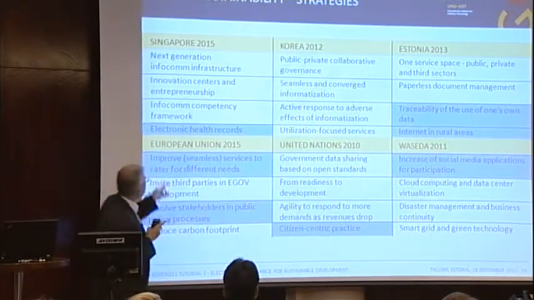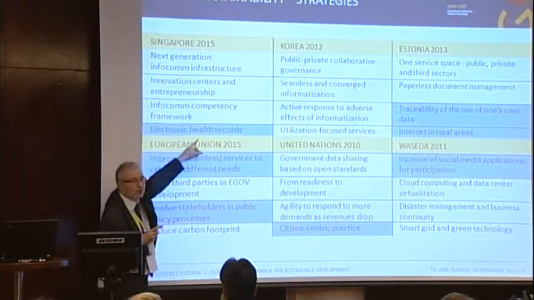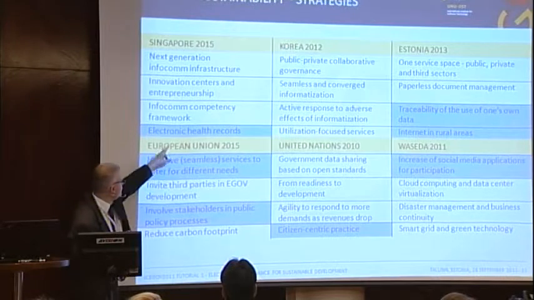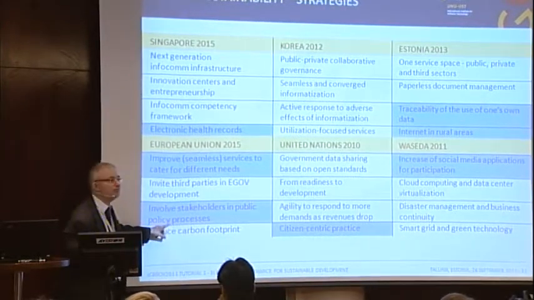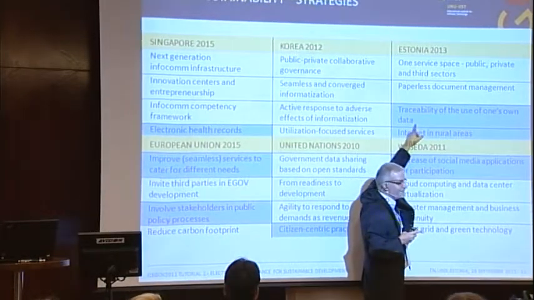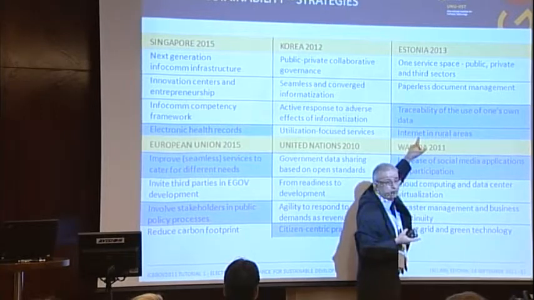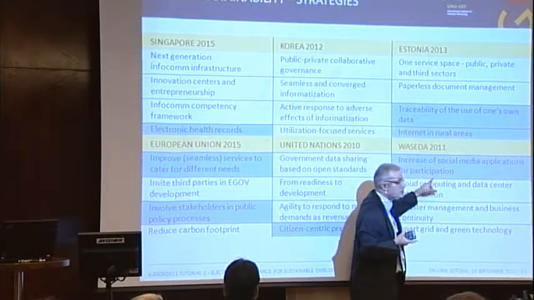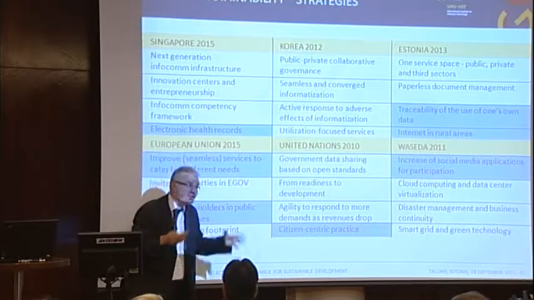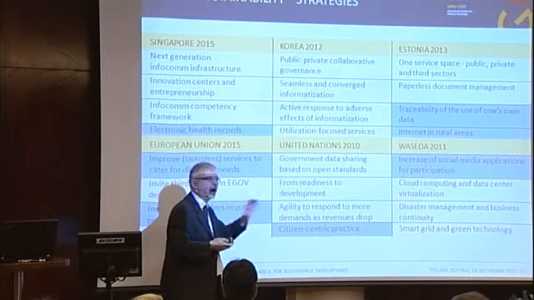These are just highlights. But here I put in color those of the strategy highlights that refer to social sustainability, like electronic health records from Singapore, improvements of services to cater for different needs from the EU, involvement of stakeholders in public policy process, citizen-centric practice, traceability of the use of one's own data. This is what the president talked about in his keynote just last hour. Internet in rural areas, increase of social media applications for participation. So we see that in the practice and strategic development of e-government around the world, sustainability issues are being tackled directly.